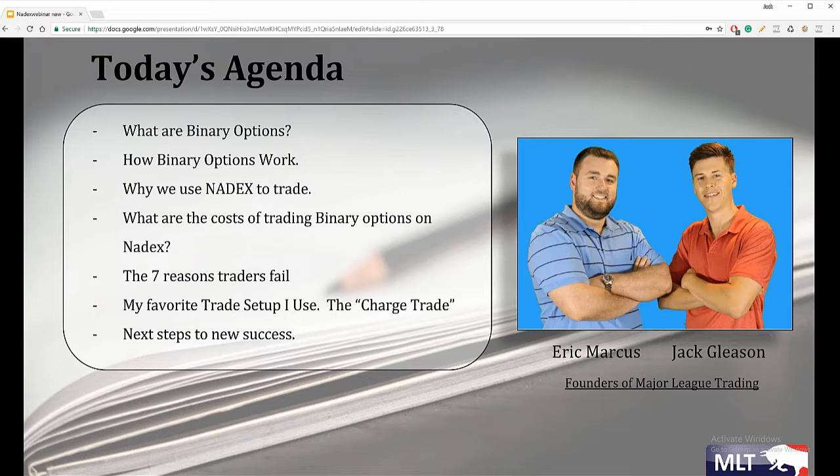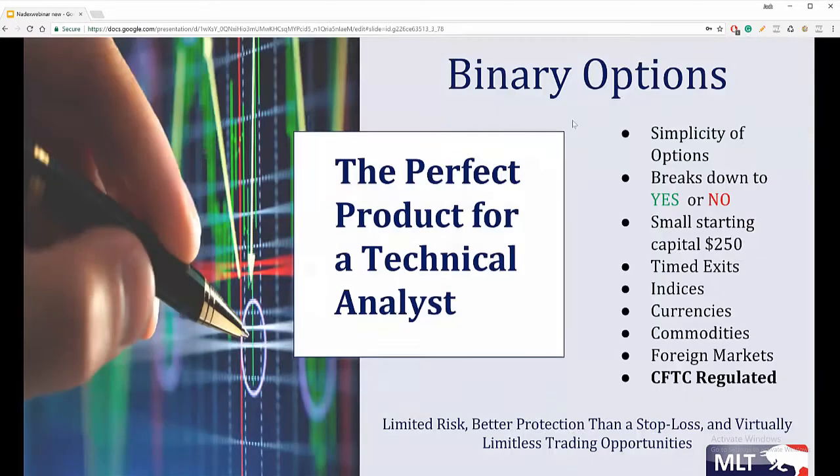And then we're going to move into the charge trade, which is one of my favorite trading setups I use. It can actually be used on stocks, indexes, ETFs as well. So I encourage you to really pay attention in great detail to that. And then I'm going to show you some new steps to success. So let's move on to the next slideshow here. Binary options are the perfect product for a technical analyst.